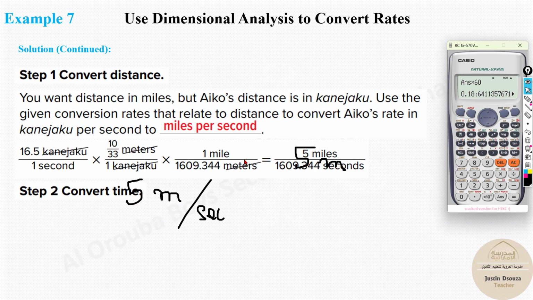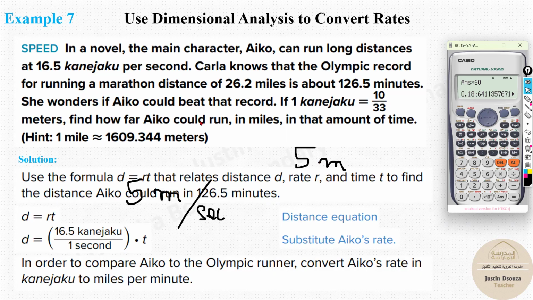I hope you can understand till over here what happened. Here we have converted from this 5 meters to miles, and from miles per second we have converted to minutes. So for 1 minute, in terms of miles, he can run 0.1864. But this is for 1 minute. But what we need, this was run for how many? 126.5. So multiply this for 126.5 minutes, you're going to get the answer.